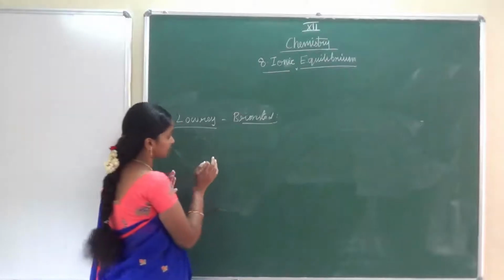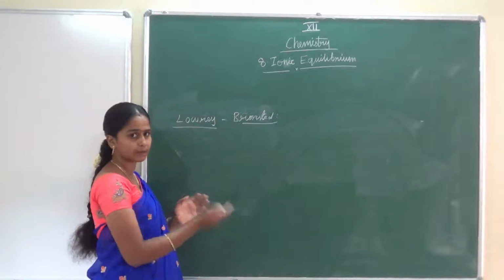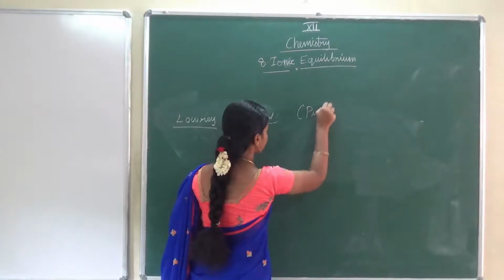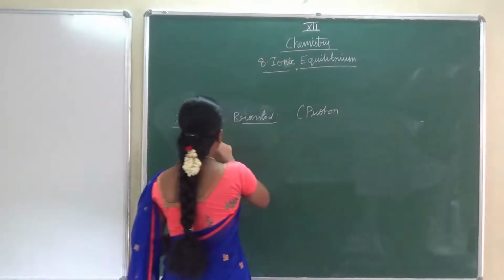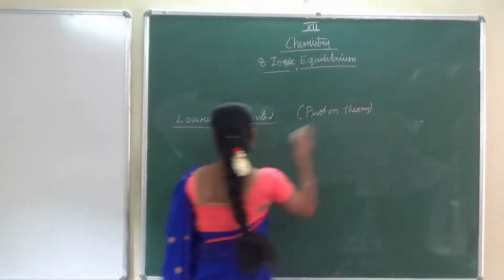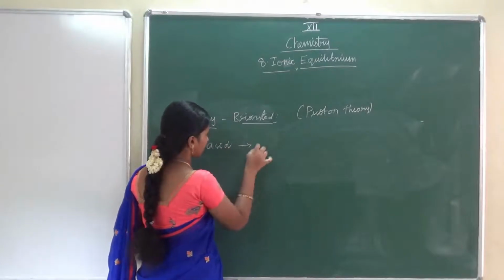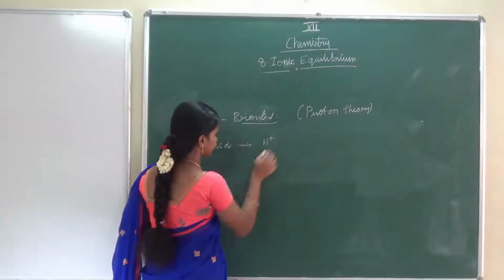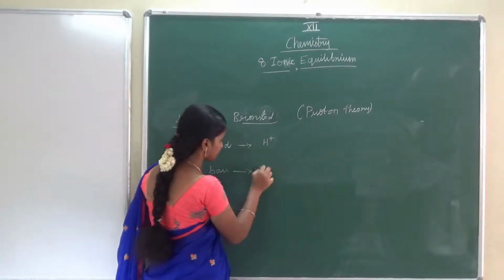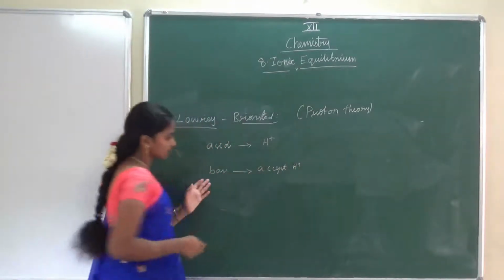Because his theory is fully based on proton releasing and proton accepting, this theory is also known as proton theory. Lowry-Bronsted theory or proton theory. Okay, so according to him, acids are nothing but the compounds which release H plus. Base, the compound will accept H plus. Okay, so this is base.